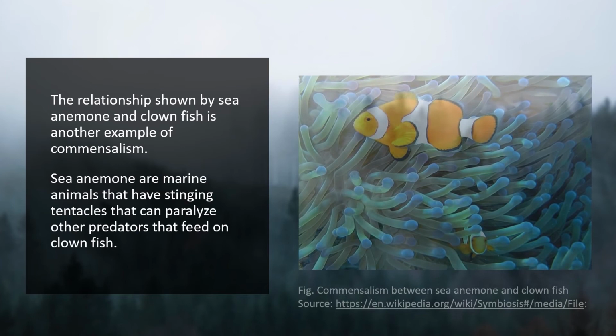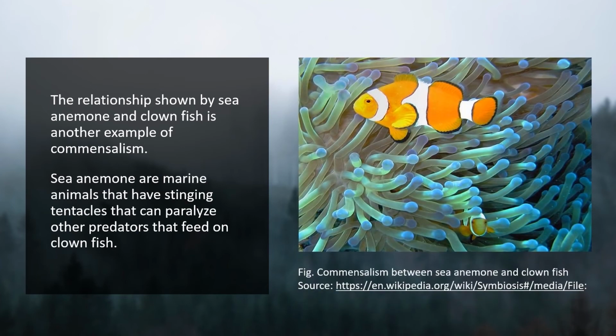So neither the orchid is moving nor the tree is moving. It occurs in sessile organisms. The relationship shown by the sea anemone and the clownfish is another example of commensalism.